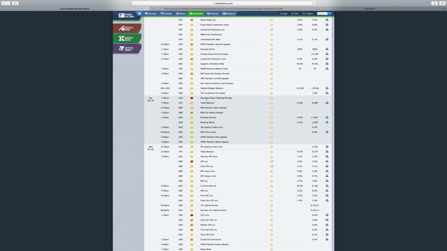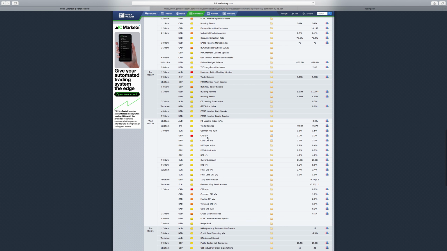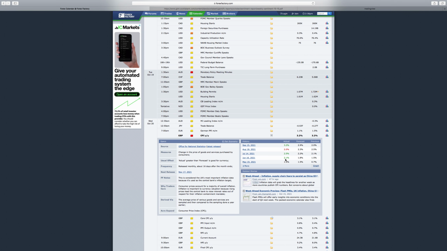I should mention though that CPI is really important next week. CPI on Wednesday for the UK. It's continuously been pushing higher. If I look at the yearly rate, it continues seeing more aggressive levels, and that is prompting the Bank of England to raise rates.